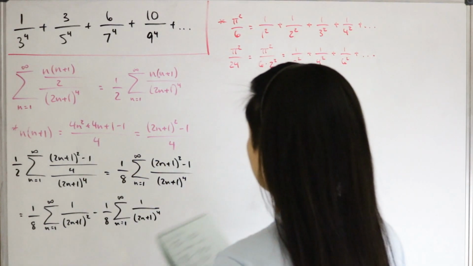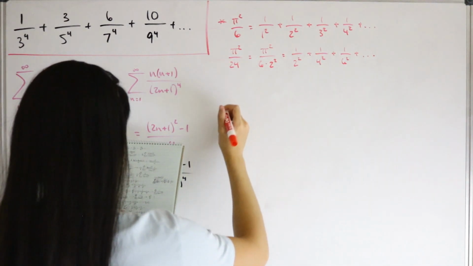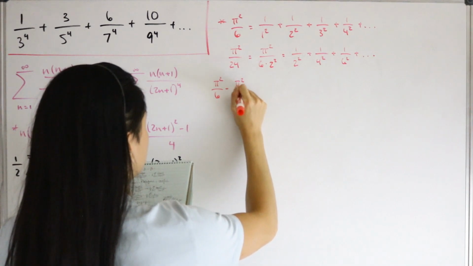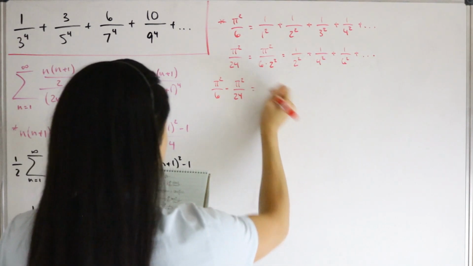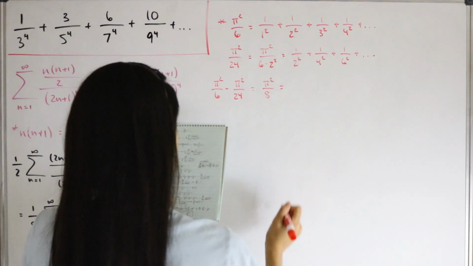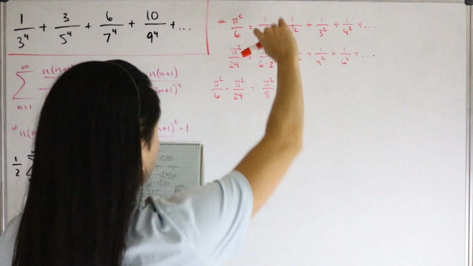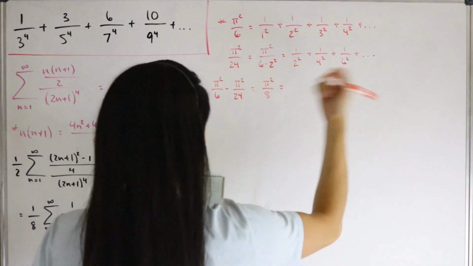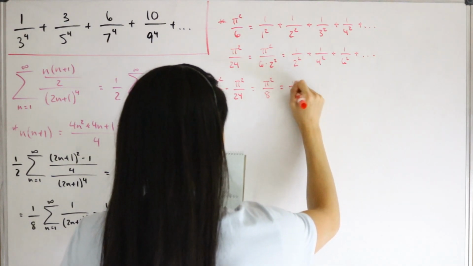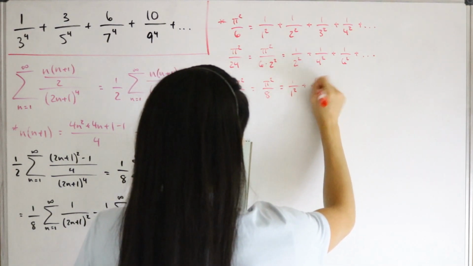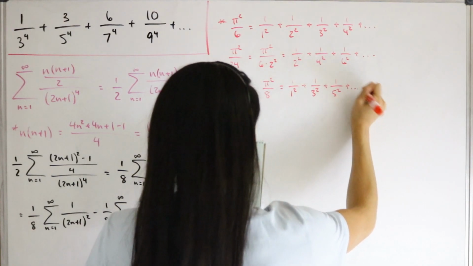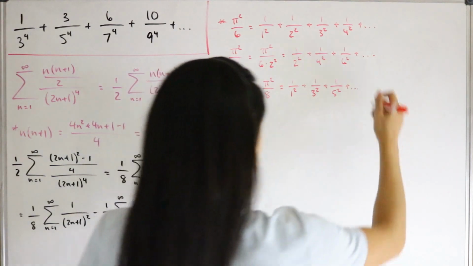So we're going to take the subtraction of the two: pi squared divided by 6 minus pi squared divided by 24. What that yields is pi squared divided by 8. With that expansion, we do the subtraction for these sums, so we're just left with the odd reciprocals of the squares. So I have 1 divided by 1 squared, plus 1 divided by 3 squared, plus 1 divided by 5 squared, plus so on and so forth.